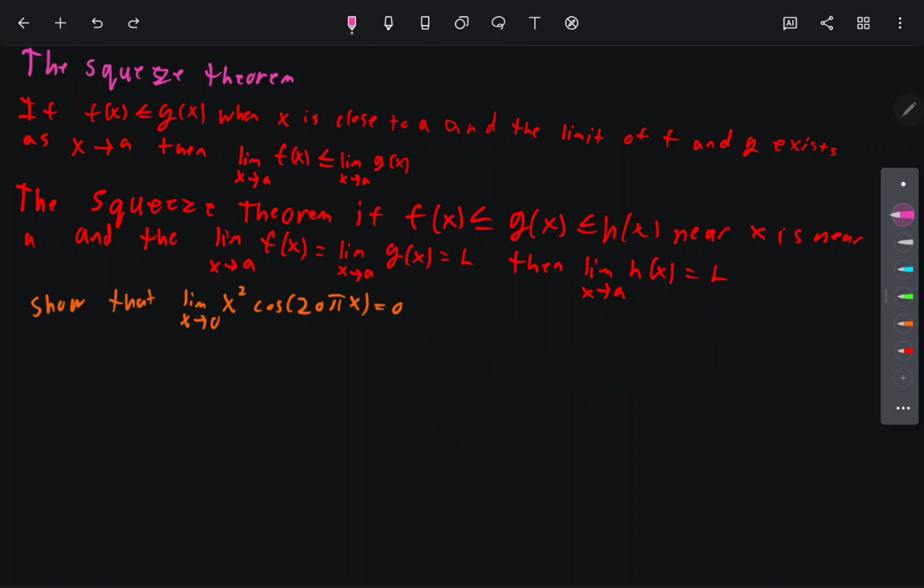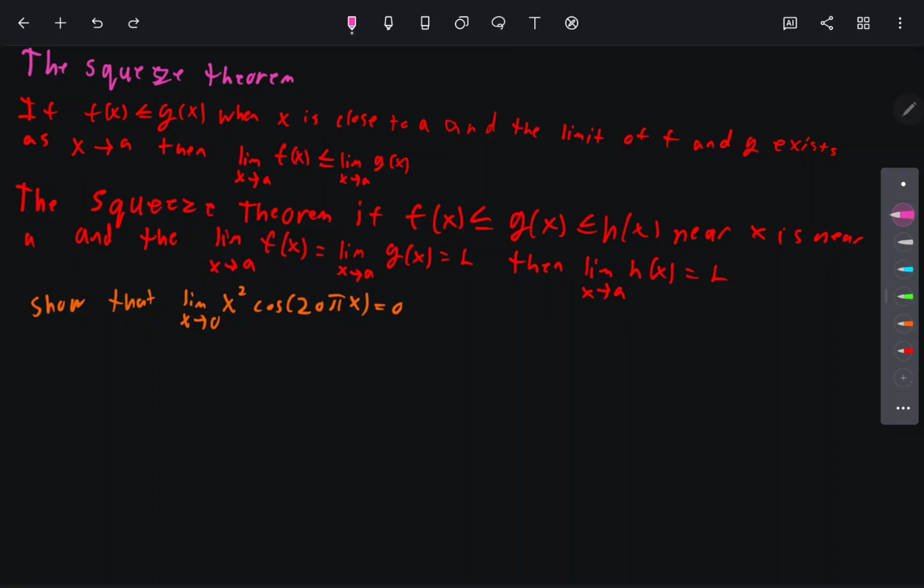Alright, continuing on, I have one squeeze theorem problem I'd like to do. And for this problem, I want you to think about it for just a moment. Okay, now that you've thought about it, hopefully, how would we show that the limit as x approaches 0 of x squared cosine of 20 pi x is equal to 0? Well, of course, x squared goes to 0. But how do we show that? How do we show that this function is going to be equal to 0 at 0?